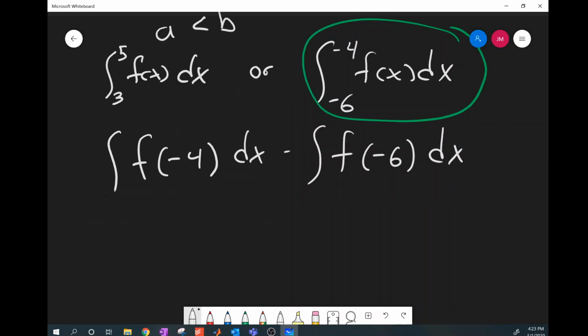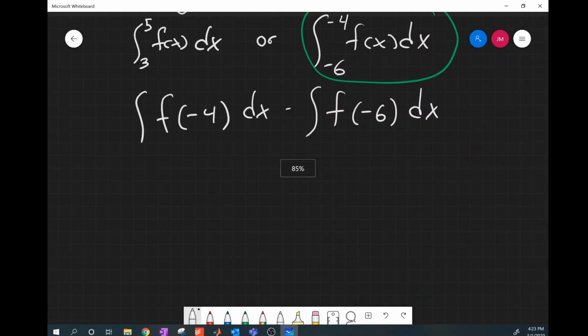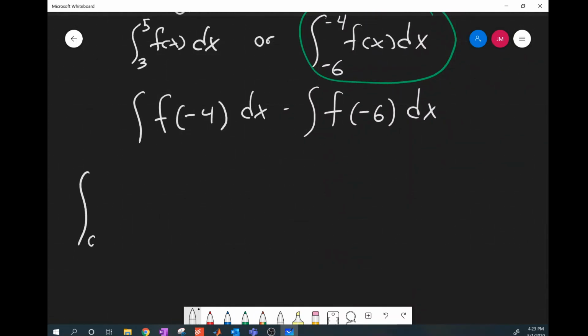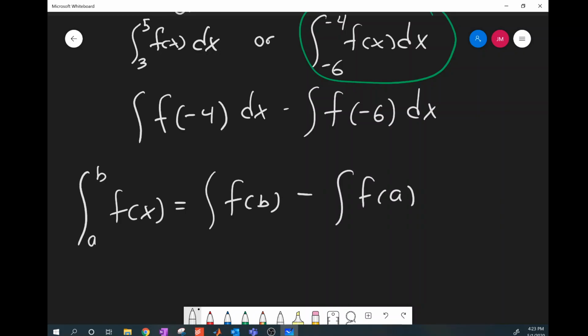So as one clean formula, you can write in your notebook, the integral from a to b of f of x equals the integral of f of b minus the integral of f of a.